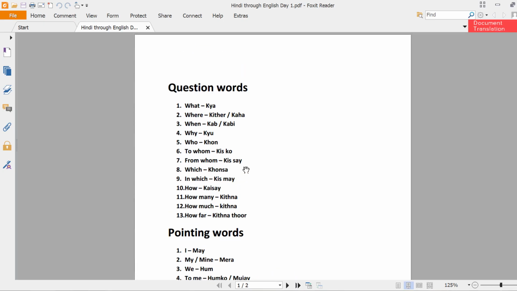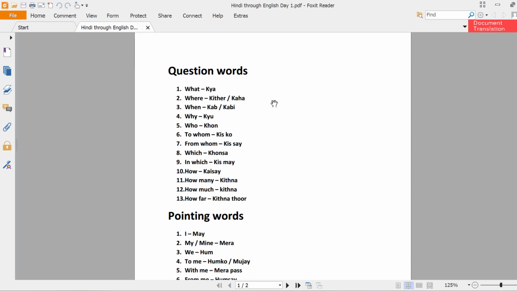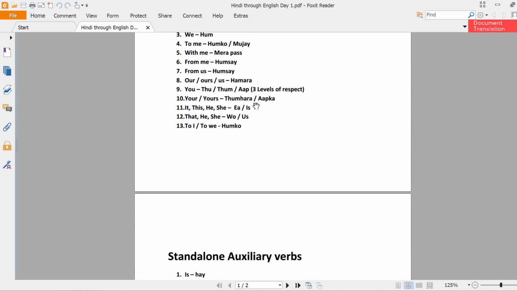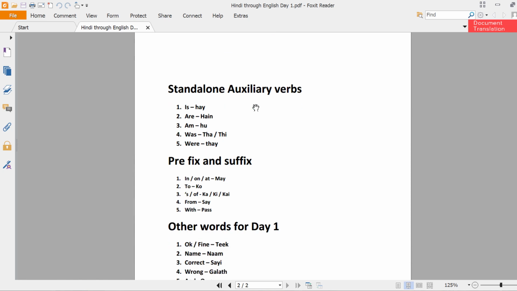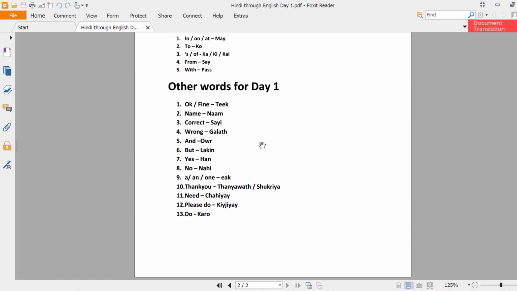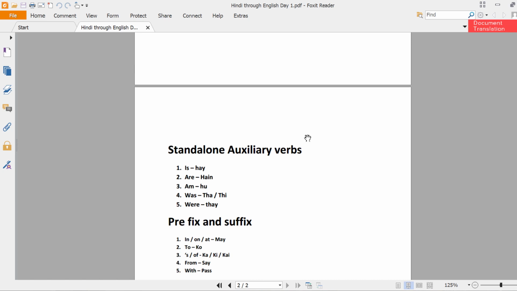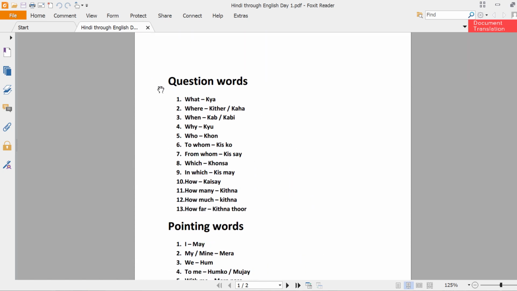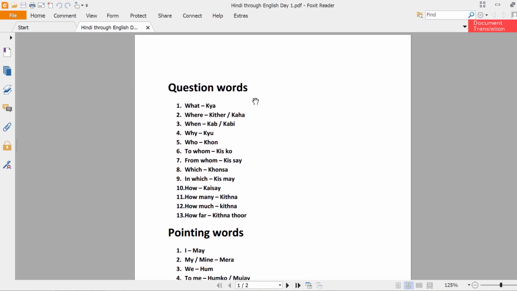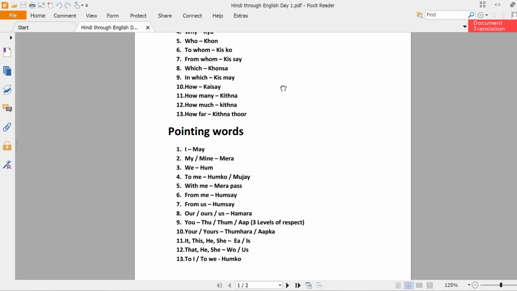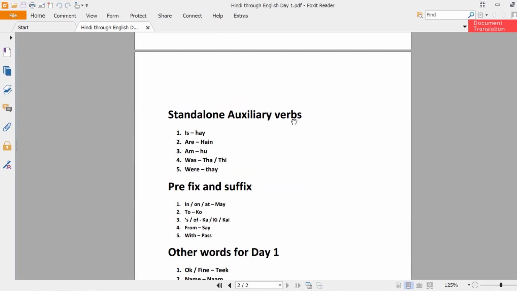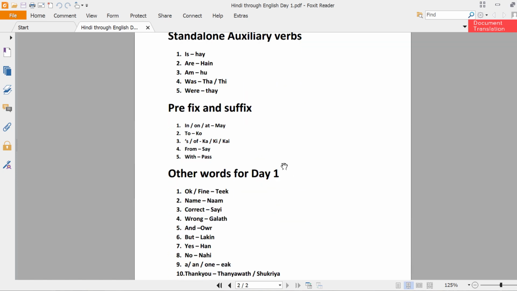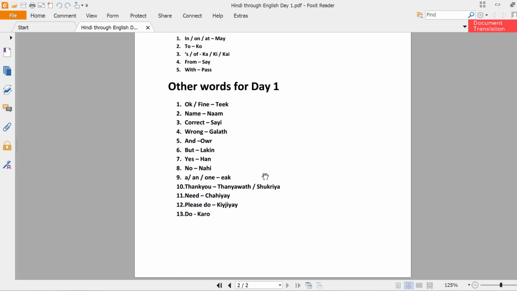We already took a sufficient number of words and grammar for day 1. All of those words are available as a PDF. It is not mandatory to memorize every single word. But if you can memorize, then it will be slightly easier. In our PDF, we have 5 sets of words: question words, pointing words, standalone auxiliary verbs, prefix and suffix, and other frequently used words. For day 1, we are restricted to play within these categories.